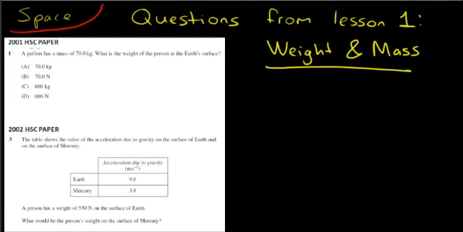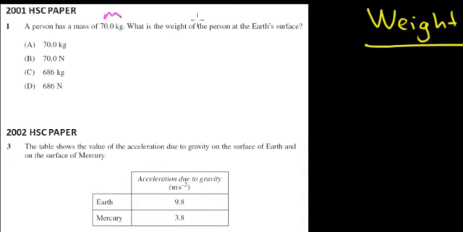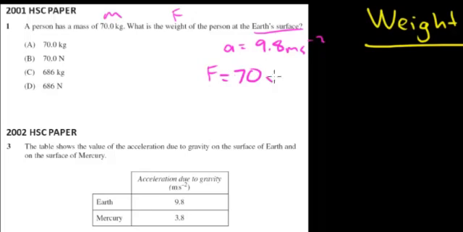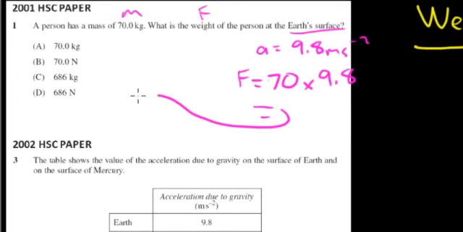Okay, 2001 HSC paper question 1. A person has a mass of 70 kilograms. What is the weight of the person at the Earth's surface? Now, at the Earth's surface, we already know that acceleration equals 9.8 meters per second squared. We've got F equals ma, so that's 70 kilograms times 9.8 meters per second squared, and that would give us 686 newtons, not 686 kilograms, because force is in newtons.